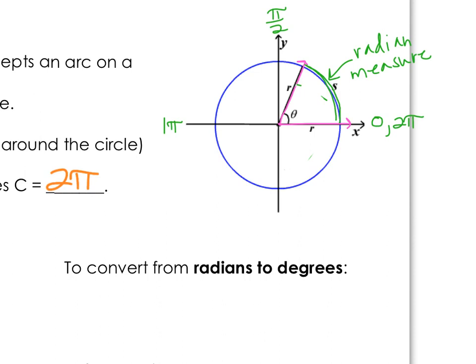At the bottom, between 1 pi and 2 pi, halfway in the middle would be 3 pi over 2. Get to know those locations in radian form. We're going to use those throughout the rest of the chapter.